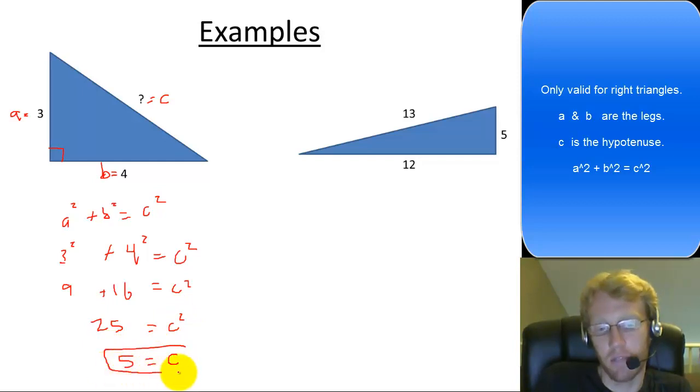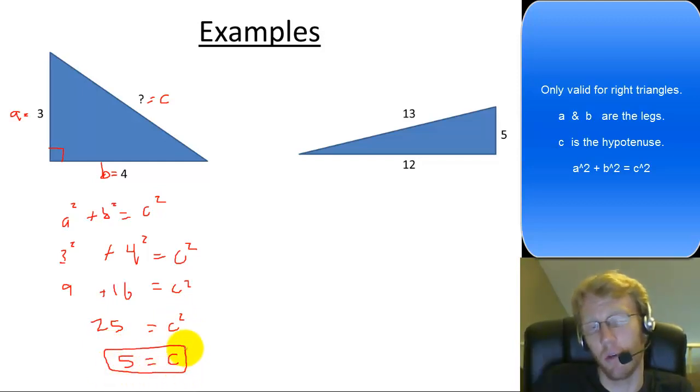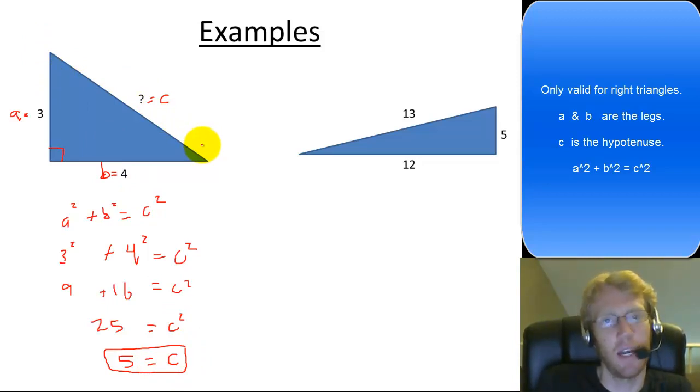Technically you get plus or minus 5, right? Remember when you take square roots you get plus or minus, but because we're finding the length of a side, we know it doesn't make sense to keep a negative answer. So this side is 5.